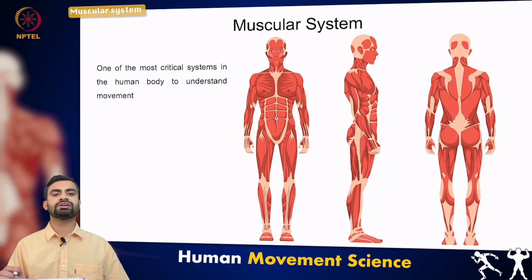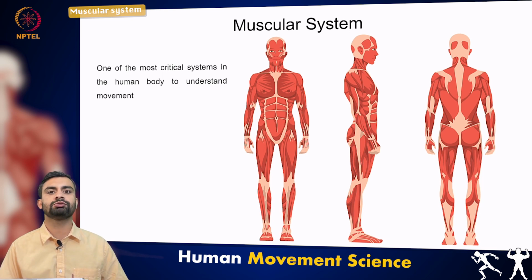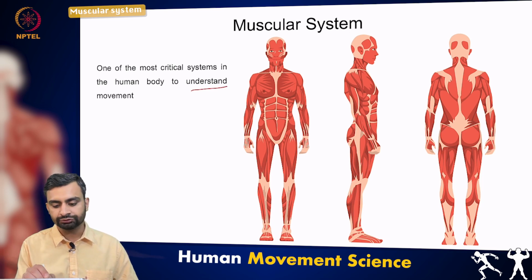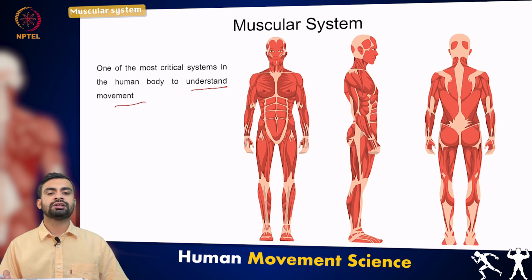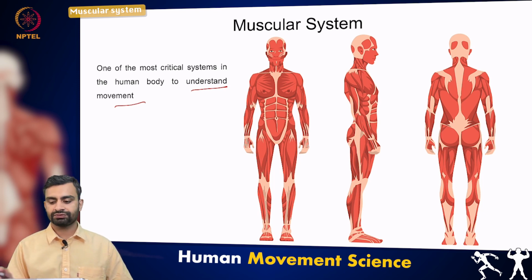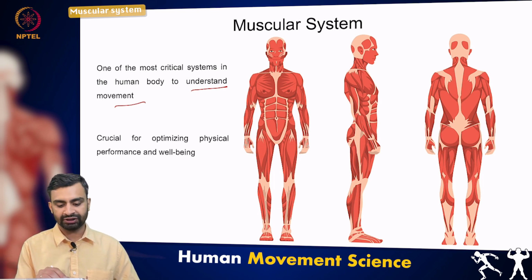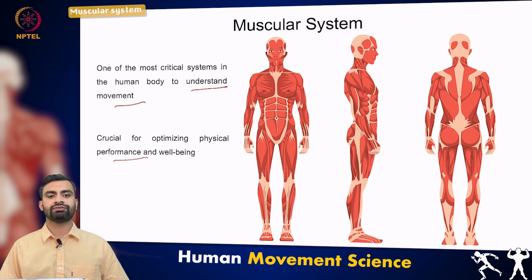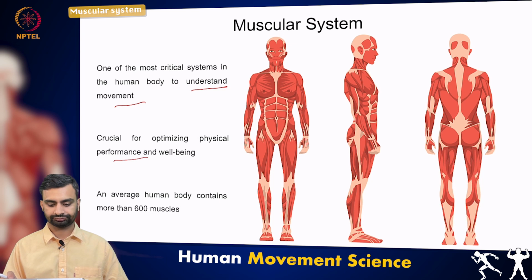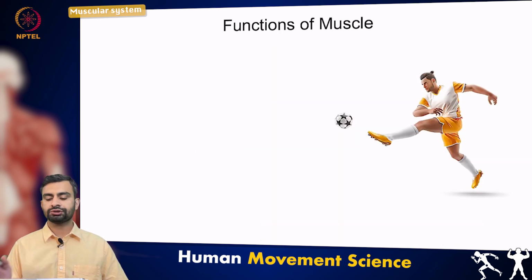So the muscular system is one of the critical systems in the human body to understand movement. It is crucial for optimizing physical performance and well-being. On average, a human body contains more than 600 muscles. So let's look at the important functions of muscles.